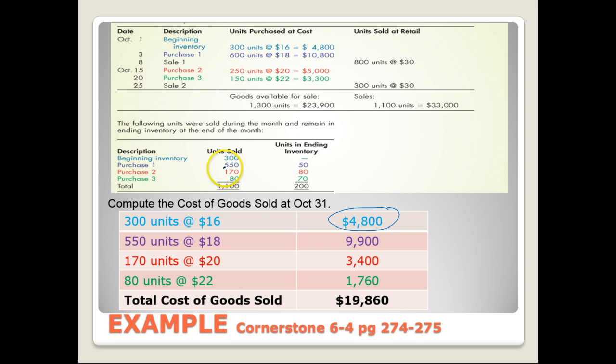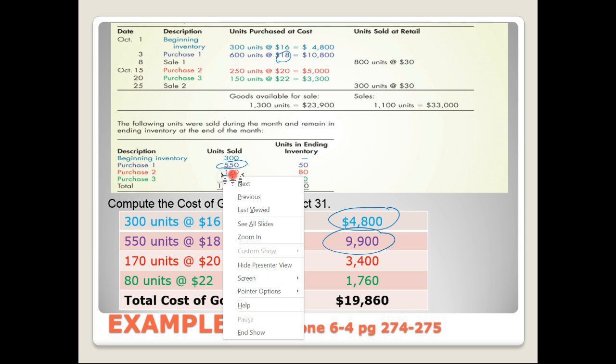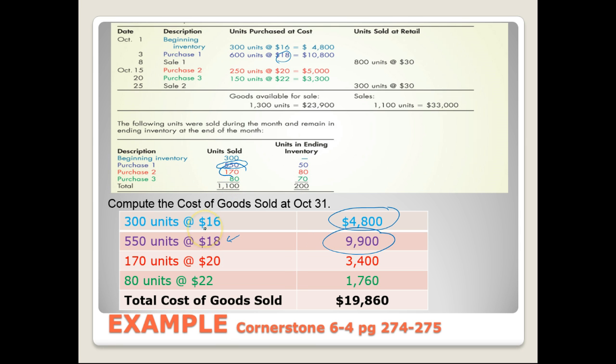Now, we know that in purchase number 1, 550 of the units that are worth $18 were sold. So 550 times $18 is $990. We know that in purchase 2, of purchase 2 rather, 170 units were sold at $20 a unit. And we know that of the third purchase, 80 units of that one were sold, and they were $22 a unit. That's $1,760. If we add all of these up, this should be a sum at the bottom. $19,860 is the value of cost of goods sold.